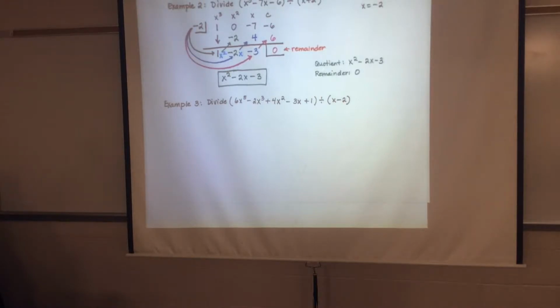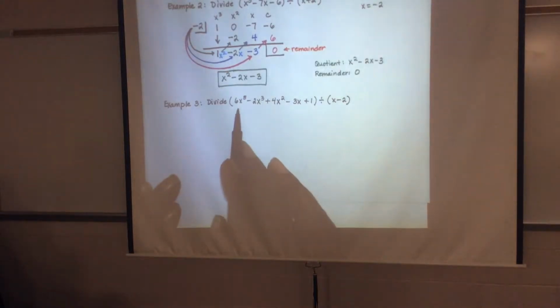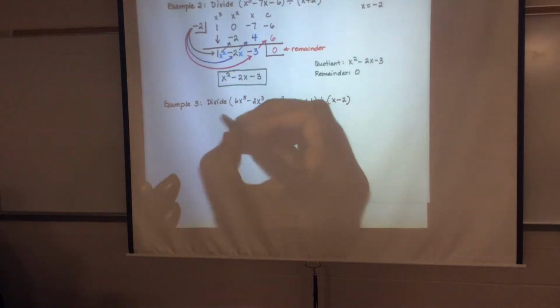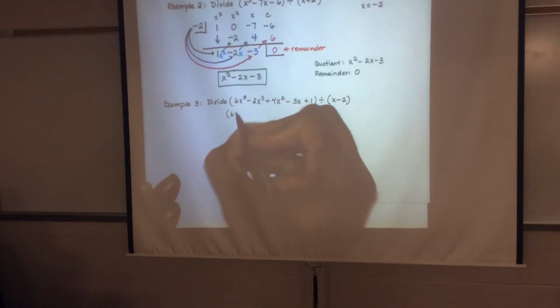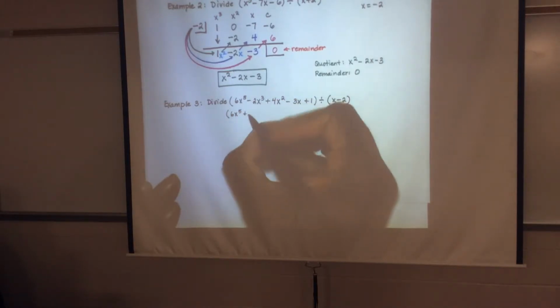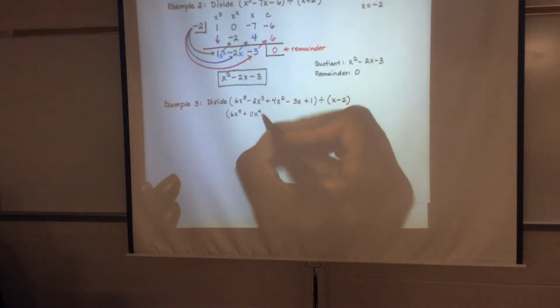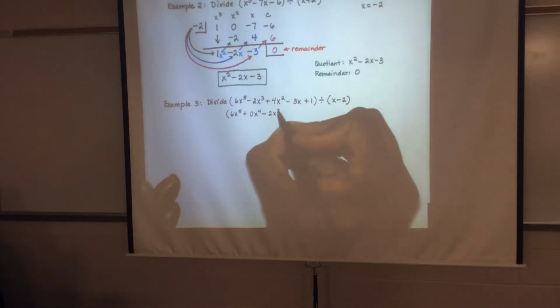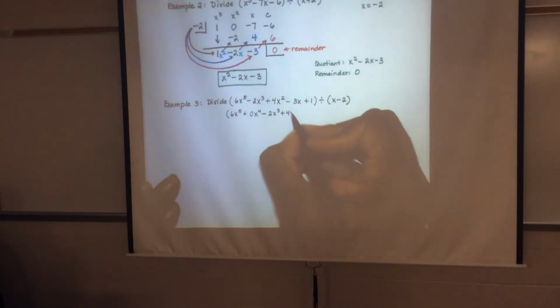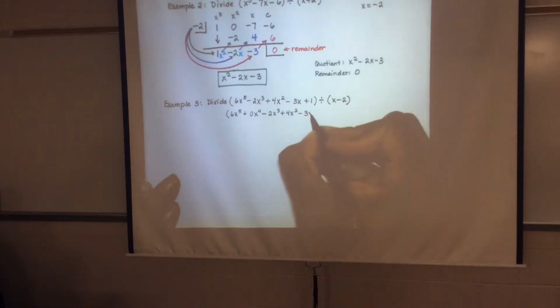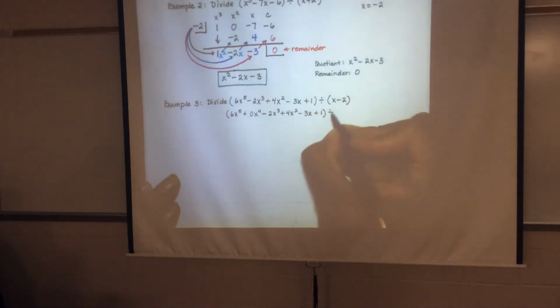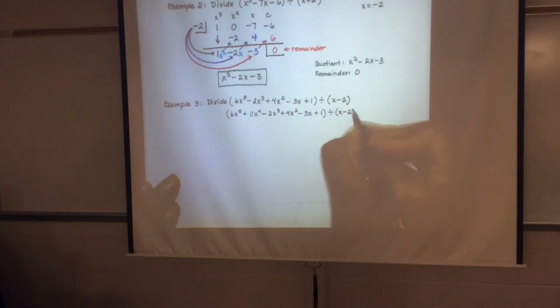Okay. Well, let's look at our dividend. There is, guess what, a missing term here. I got x to the 5th, but here I am missing an x to the 4th term. So if you want to, you can write this as 6x to the 5th. We're missing an x to the 4th term, so we need a 0 x to the 4th. Then minus 2x cubed plus 4x squared minus 3x plus 1. That's going to be divided by x minus 2.